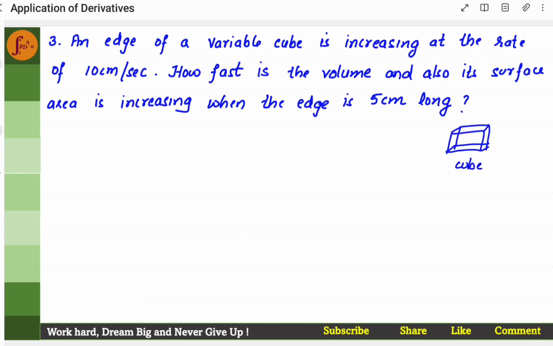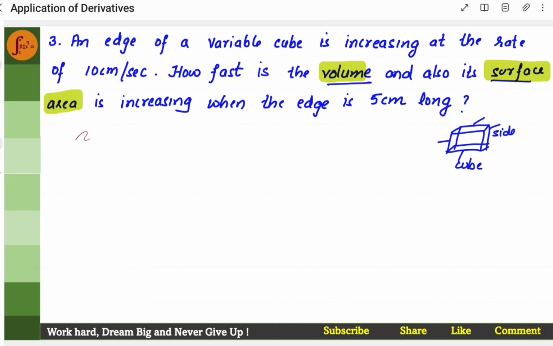Now edge is nothing but the side, right? These are all the edges. Edge is nothing but side. Now first we need to know the formula. We need to find the volume and the surface area. We need to know the volume and surface area.